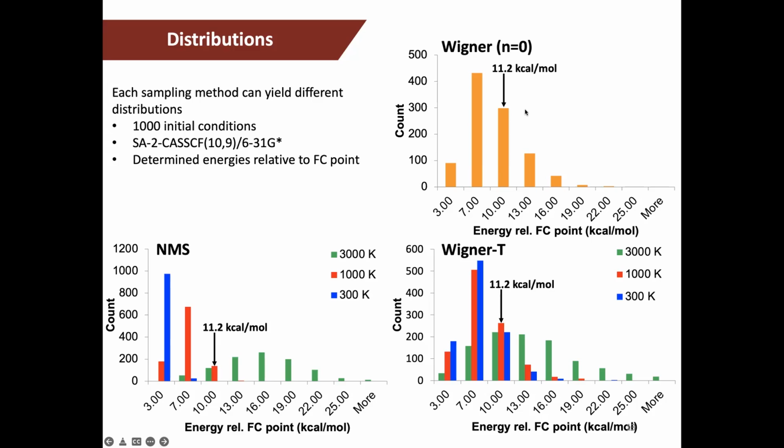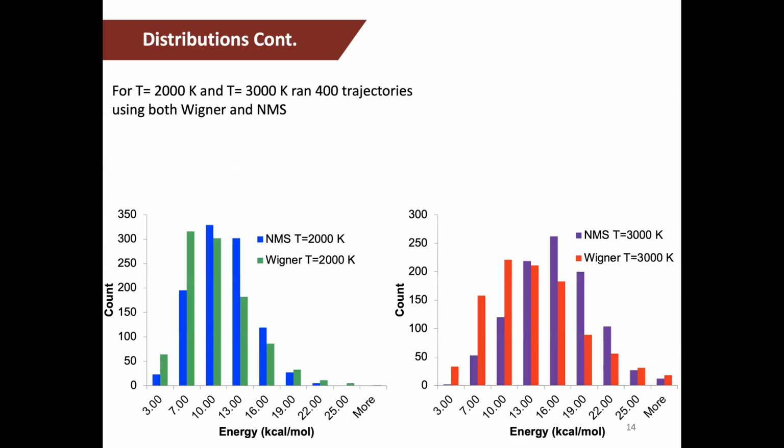And this is important because, as you remember, I said that my barrier was at 11.2 kcal per mole. And as you could see, normal mode sampling and Wigner sampling would predict very different things if you ran dynamics using this system. Normal mode sampling would predict that none of your distribution has enough energy to overcome the barrier, whereas in Wigner with a temperature dependence, there's a fraction of the population which can go over the transition state.